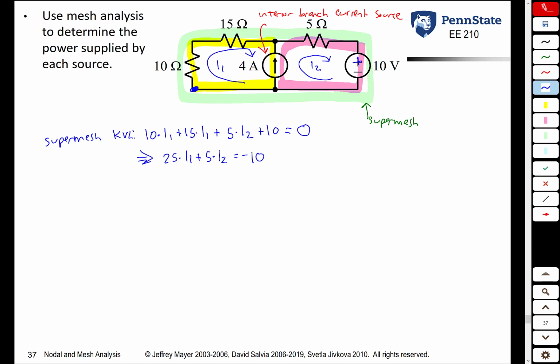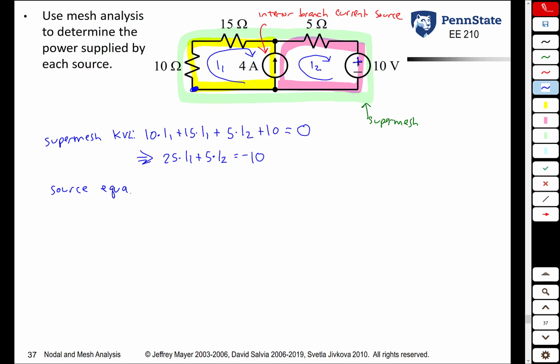There are no more meshes to do. We cannot do either the yellow mesh or the pink mesh because of the interior branch current source. All that we could do was a super mesh. But we can write, and we have to write, a source equation. Because we have 2 unknowns, I1 and I2, we need a second equation anyway. And we get that with the source equation.